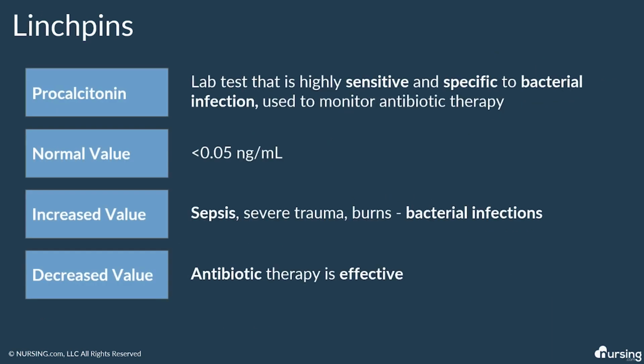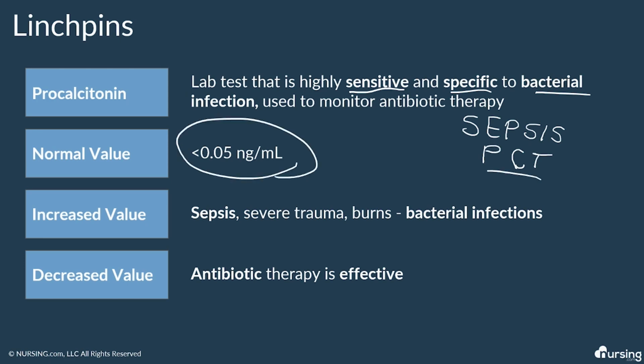Procalcitonin, or PCT, is a lab value that is highly sensitive and specific to bacterial infection. I want you to think sepsis all day when we think about PCT. That's when we most often see it drawn. It's going to be normal if the value is exceptionally low, like less than 0.05 nanogram per milliliter. Increased in sepsis and when there's infection in severe trauma and burns. The value will be decreased when our antibiotic therapy is effective.